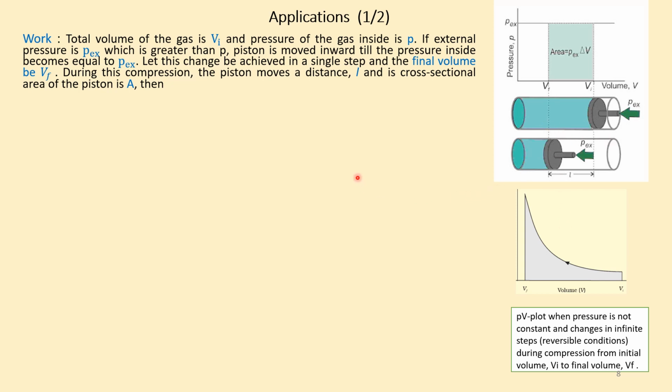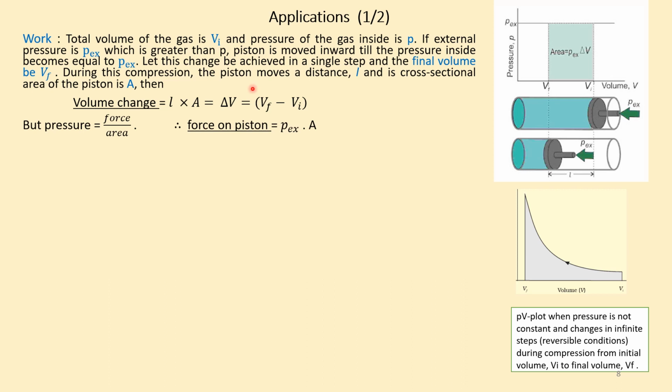Here the change is achieved in a single step and the final volume is Vf. During this compression, Vi to Vf, the piston moves a distance L and the cross section of this cylinder is A. Then we can relate the volume change, Vf minus Vi, which is equal to L into A, that is the change in volume delta V. But we know that pressure is equal to force per unit area. Therefore, force is given by pressure into area. Pressure here is external Pex into A.